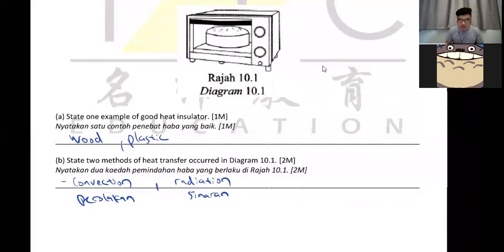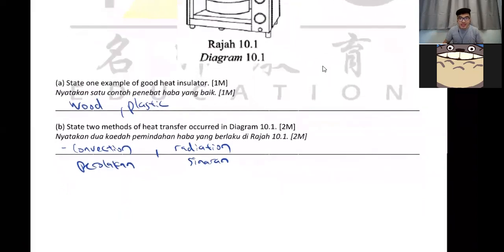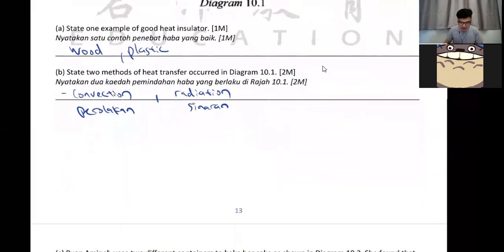When you look inside your oven, you will see 2 sticks underneath here. You see 2 sticks at the top. So these 4 sticks, they will produce heat. They will become red hot when you switch on your oven. So the heat will go to the cake by radiation. But this one you learned last year already.